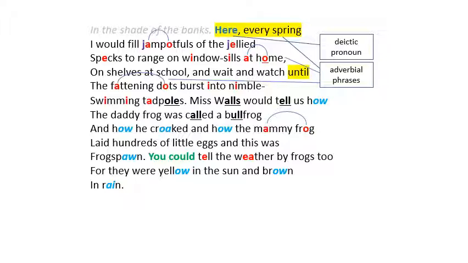Notice also at the end in the green there, you could tell the weather by frogs too. You could. He's speaking for the generic self, the generic identity. The children could, we all could, they all could, you could. Quite colloquial. He brings us into his narrative, brings us into his recount.